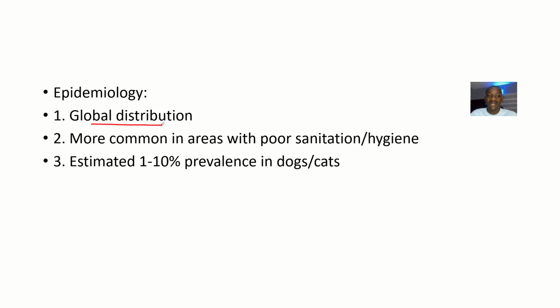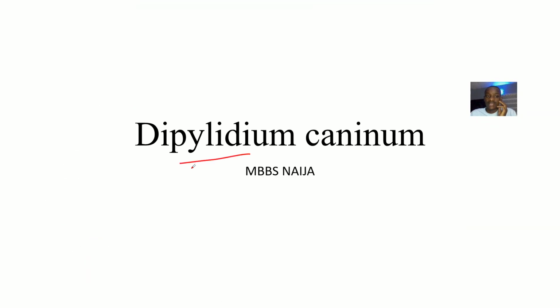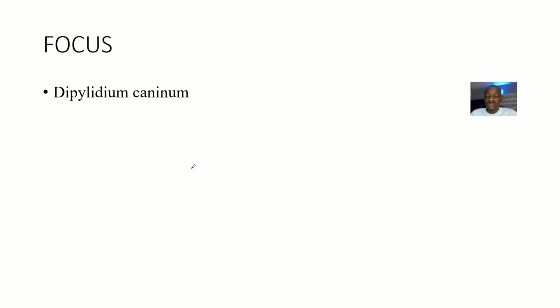Epidemiology: it has a global distribution. It affects more areas that have poor hygiene and sanitation. Okay, an estimated 1 to 10% prevalence in dogs and cats. Okay, so I think that's it for the Dipylidium caninum.